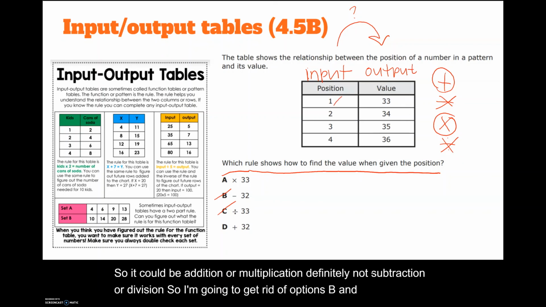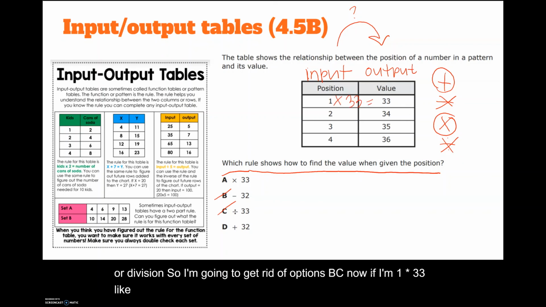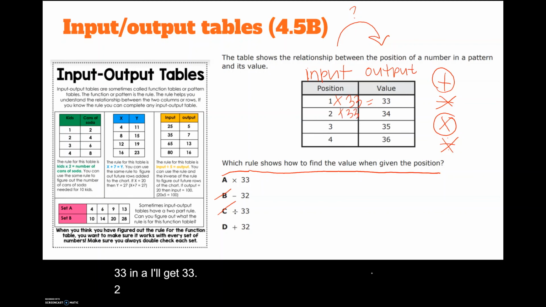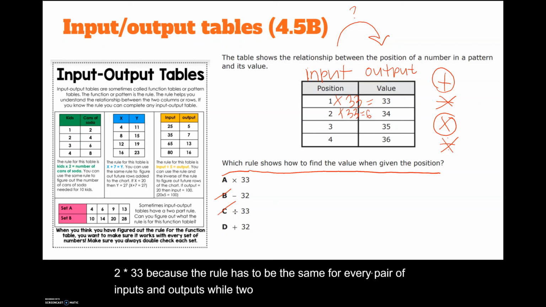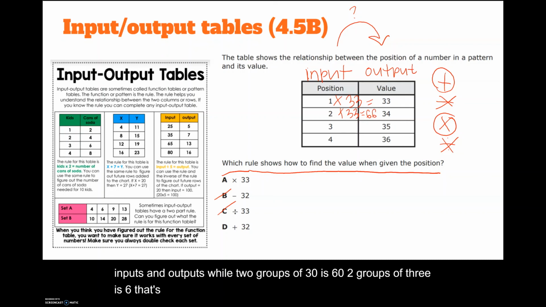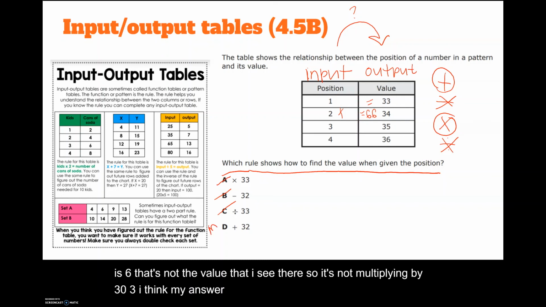Now, if I multiply 1 times 33 like in A, I'll get 33. 2 times 33, because the rule has to be the same for every pair of inputs and outputs. Well, 2 groups of 30 is 60, 2 groups of 3 is 6. That's not the value that I see there, so it's not multiplying by 33. I think my answer might be D, plus 32, so let's check.